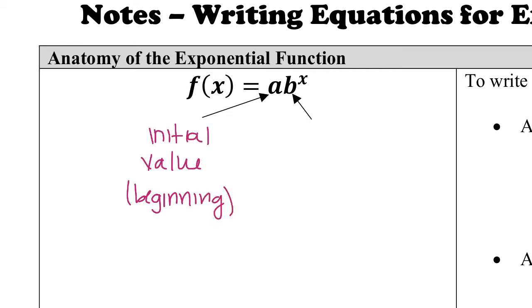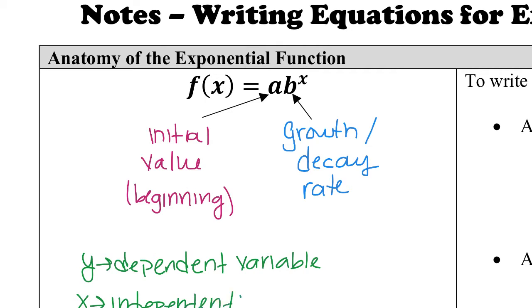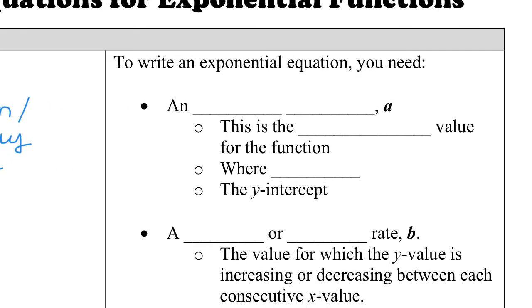Then we have the b, that is your growth or decay rate. So if you're increasing at a certain rate, it's growth. If you're decreasing at a certain rate, it is decay. So remember, y, that is your dependent variable. And x is your independent, usually time for these.